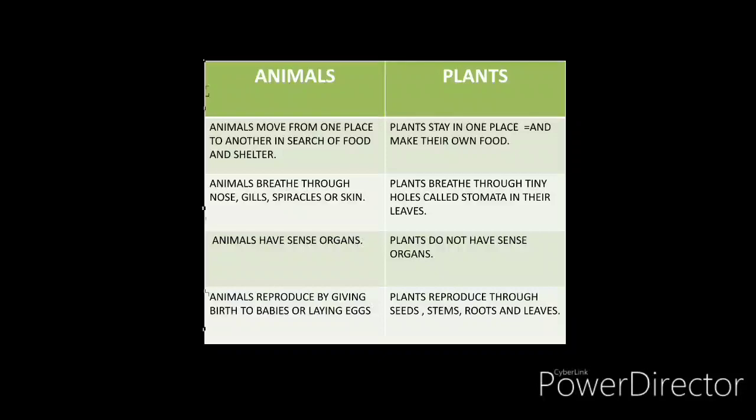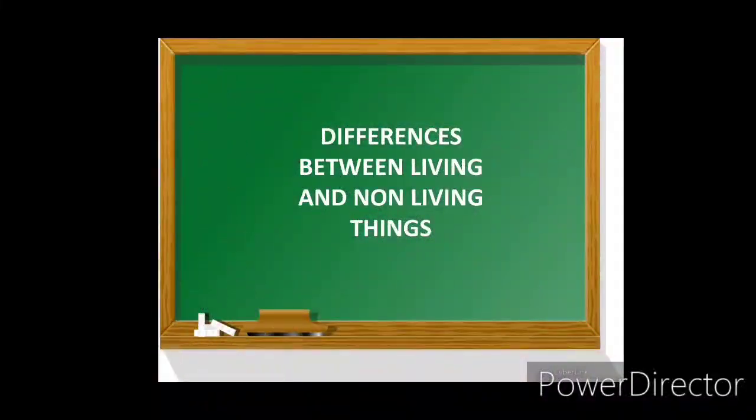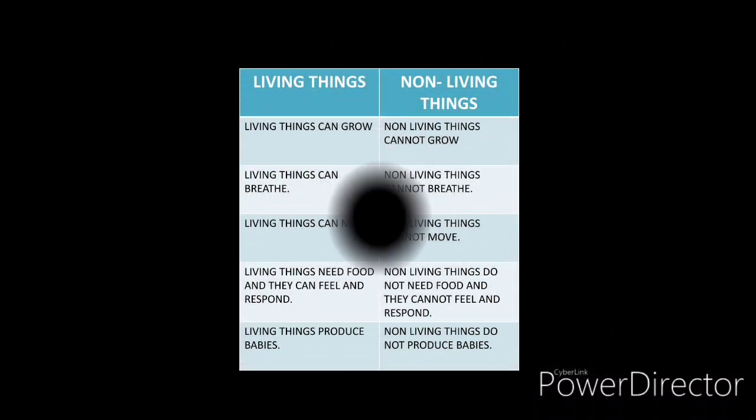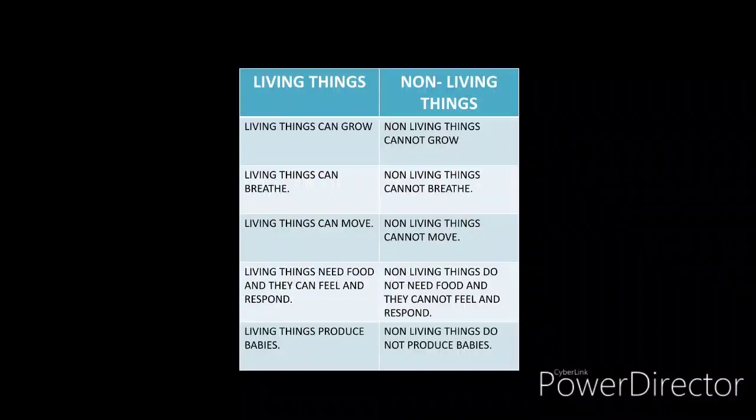As we have already learned about living things, so now let's discuss the differences between living and non-living things. Living things can grow, while non-living things cannot grow. Living things can breathe, like we humans can breathe, but non-living things cannot breathe.